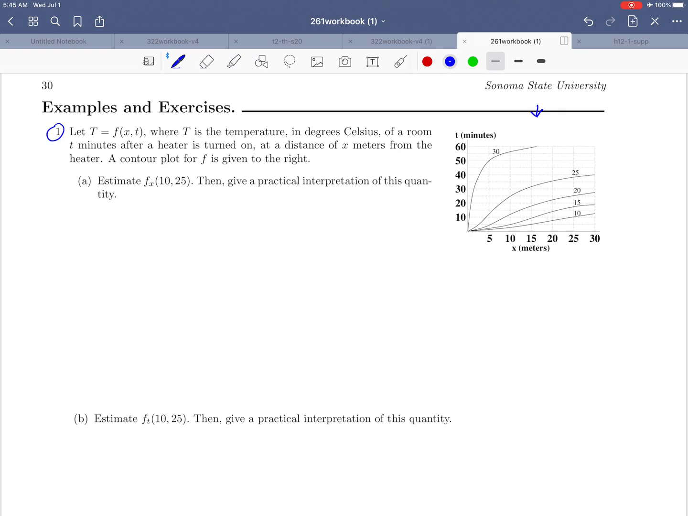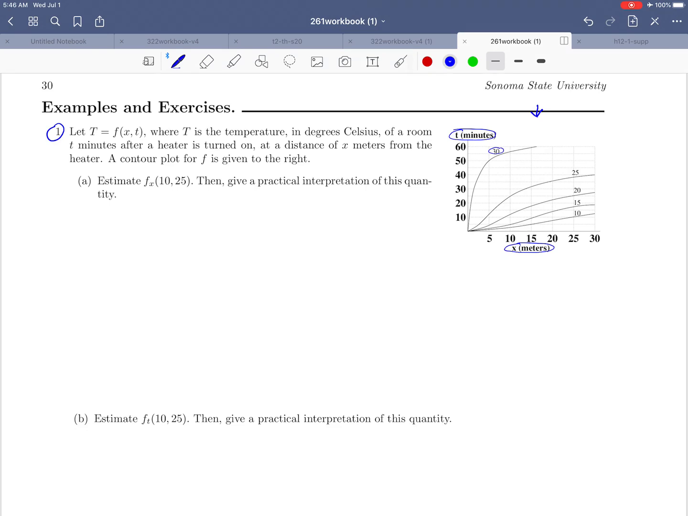Okay, let's just take a minute to pick through the diagram that we have here. So we've got distance away from the heater down here on the horizontal axis. We've got time elapsed on the vertical axis. And then the contours are giving us the actual values of temperature. Like this 30, for example, represents 30 degrees Celsius in the room.